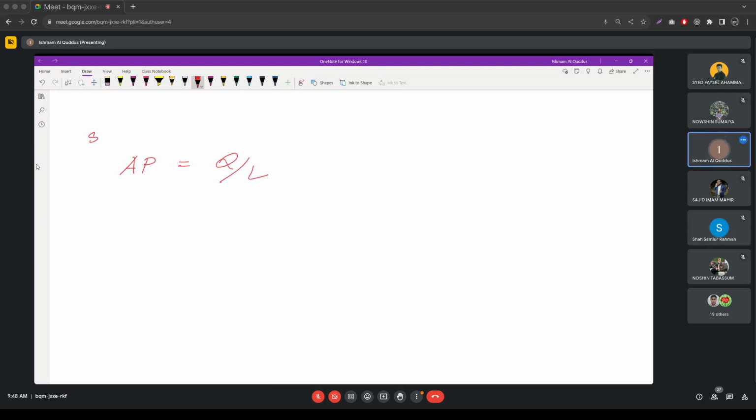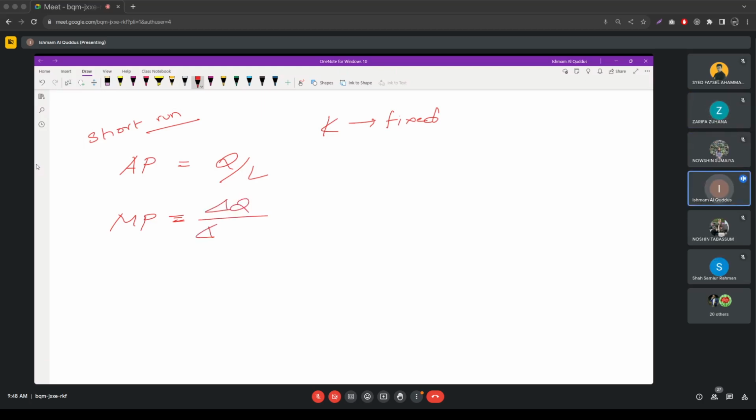Now remember, we are looking at the short run where we have only one factor which can be changed, which is labor. Here you can't really change K. So K is fixed. The capital is fixed. So AP equals Q by L. MP equals, what was MP? The marginal product of labor. Del Q by del L. Good. So change in quantity due to change in labor.